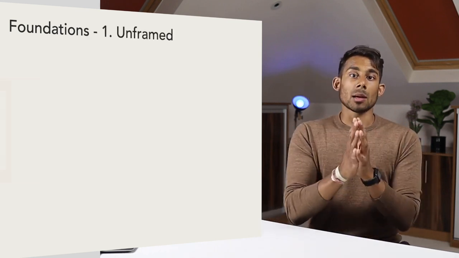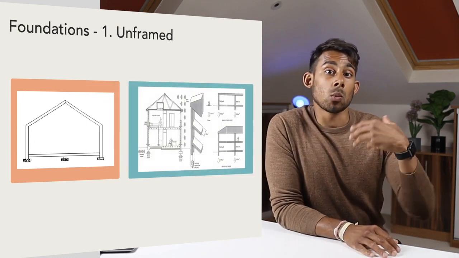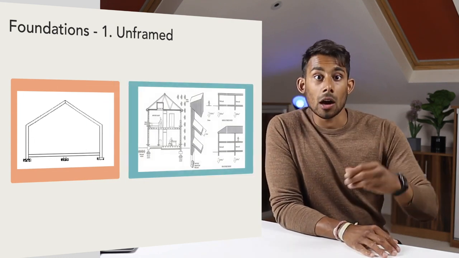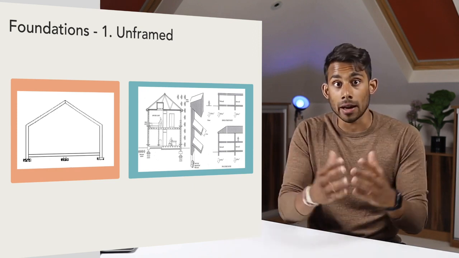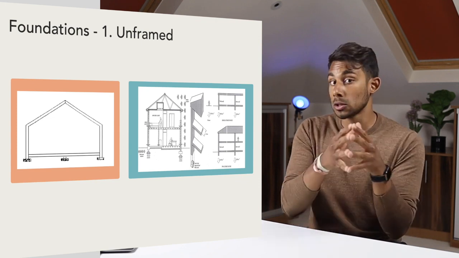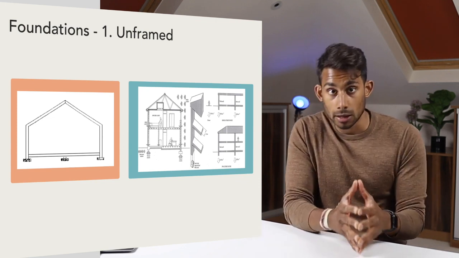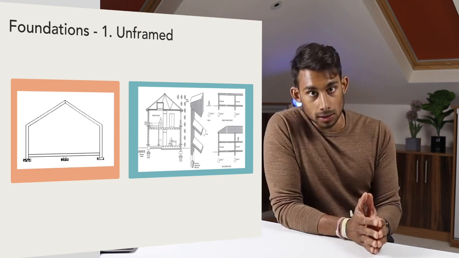And looking back at some of the factors that affect the foundation choice, the type of building is one of the main factors. And there are three types of building which will affect the foundation choice. You've got number one, unframed buildings, number two, partially framed buildings, and number three, fully framed buildings. Let's look at these in a little more detail.